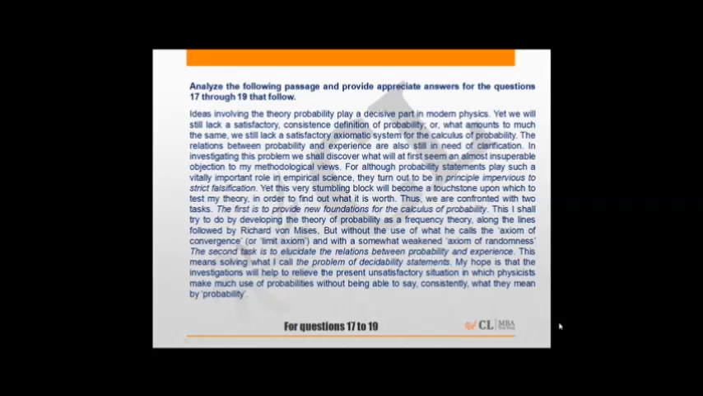The given passage states that despite the fact that probability plays a decisive part in modern physics, we still lack a satisfactory axiomatic system for the calculus of probability. That means we're still not able to calculate probability with certainty. The author further says that probability statements play such a vitally important role in empirical science, but still they turn out to be in principle impervious to strict falsification. In other words, it is difficult to falsify probability statements without or before experience.